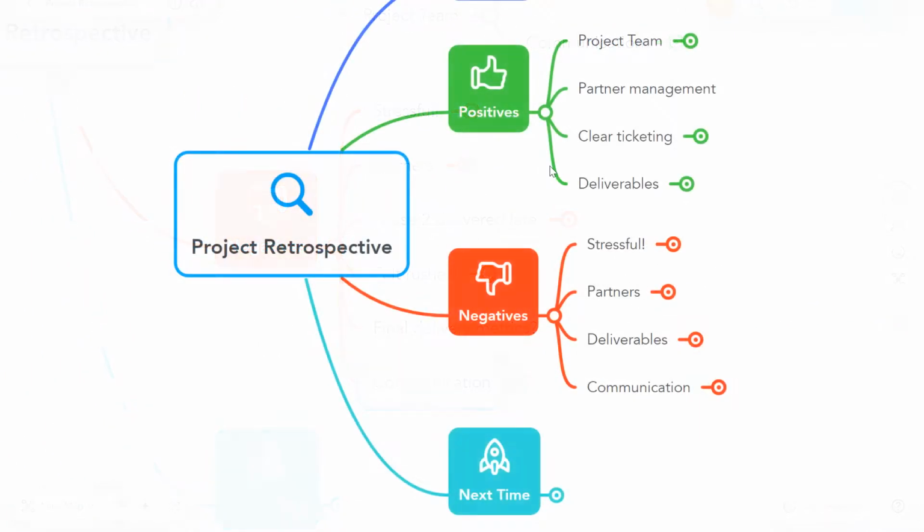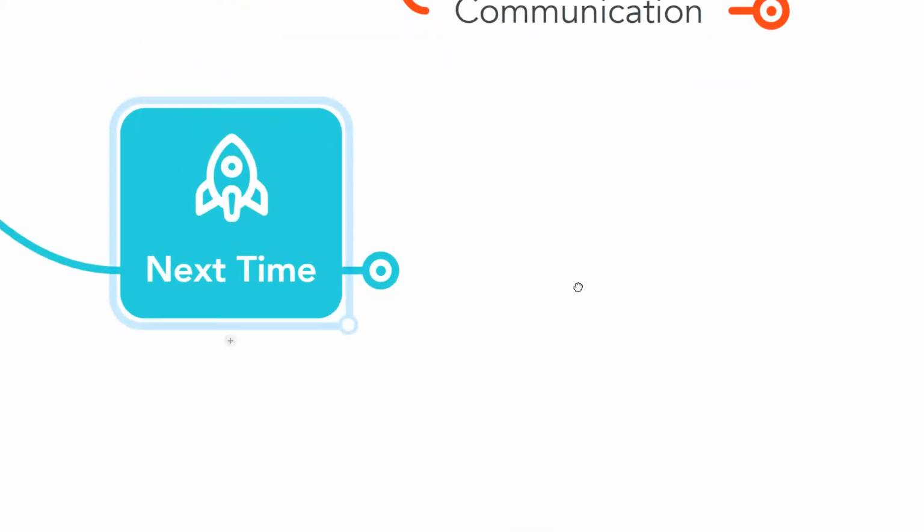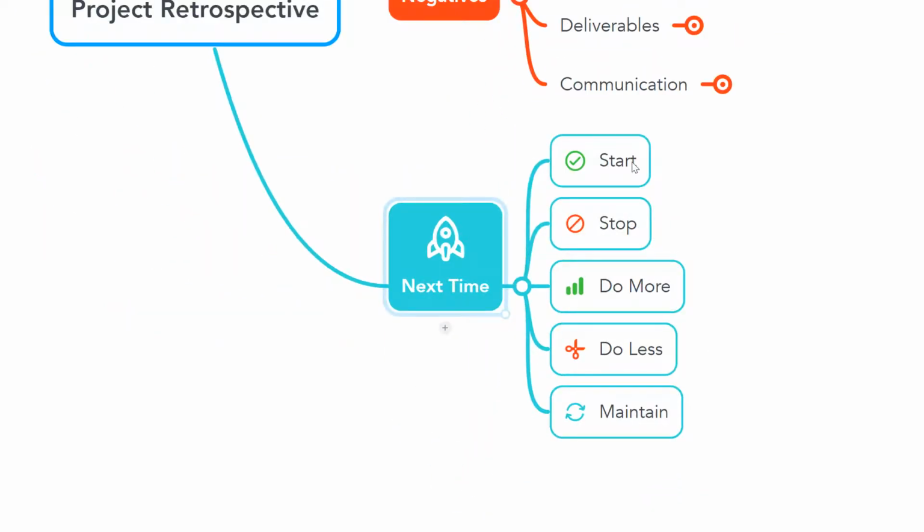So, once we've worked through a process of capturing and categorising positives and negatives from the recent project, we're now much better prepared to look forward at the ways we can improve future projects using the next time section of our mind map. As you can see, within this section of the mind map, we've been more prescriptive with our prompts, and we're asking our team to think about actions, behaviours and activities that we might stop, start, do more, do less or maintain next time we take on a project.